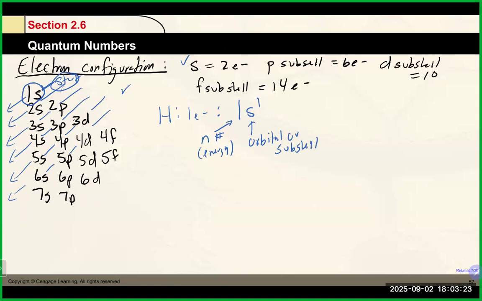So basically what this is telling us is on the first energy level, I'm hanging out in an s orbital, and the top number here, which is a superscript, tells us the number of electrons in the orbital or subshell. So basically what this is telling me is on the first energy level, I'm hanging out in the s orbital, and there's 1 electron hanging out in that s orbital. Any questions on that?